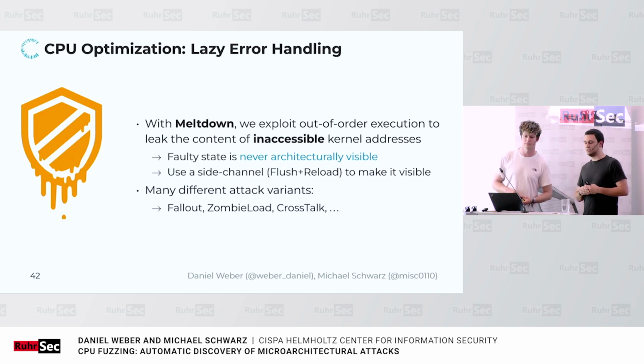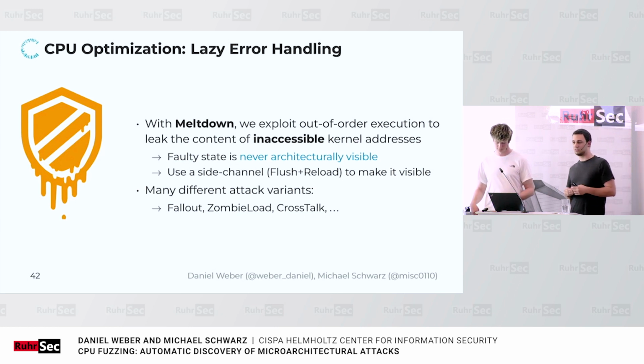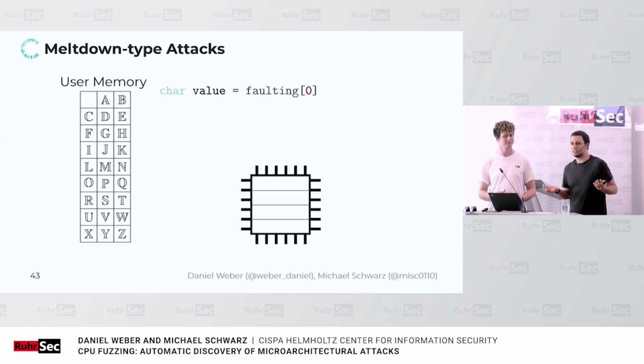So far, everybody did that manually. There were attacks starting with Meltdown and Fallout, ZombieLoad, CrossTalk, many, many more. And there was typically one PhD student trying things and then coming up with one of the attacks. But we know PhD students do not scale as well as programs. So we might also want to automate that. And if we look at that from a high-level perspective, it's basically always the same thing.